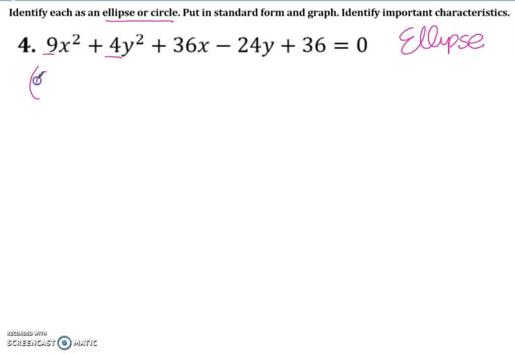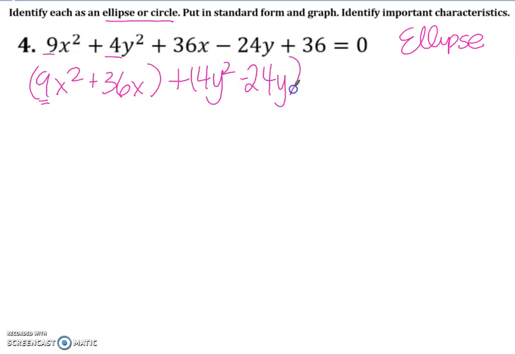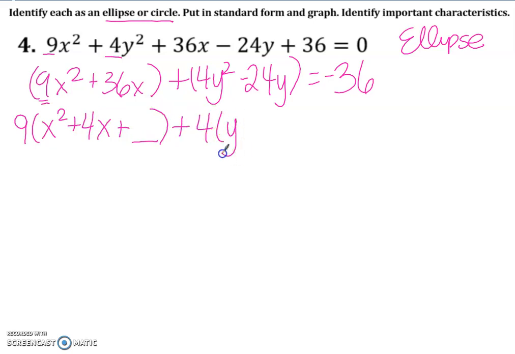So I'm going to group my x's, but I'm not setting it up for completing the square because we have that coefficient in front of our x squared. I'm going to group my y's, and I'm going to move that constant over. So I'm going to start by GCFing out the 9. GCF out the 4. And then we're ready to go.